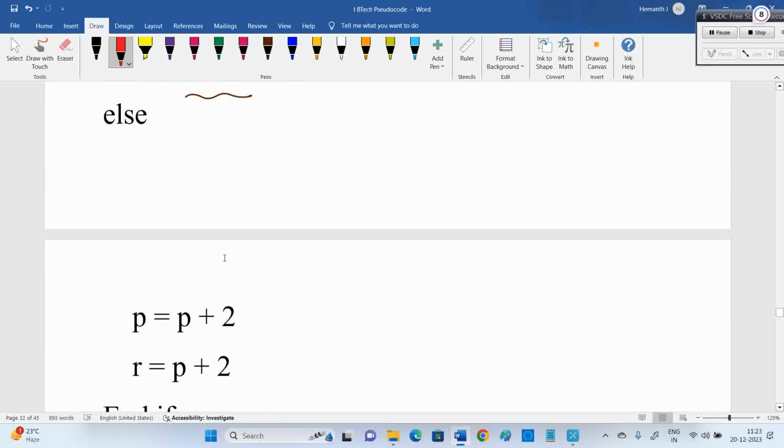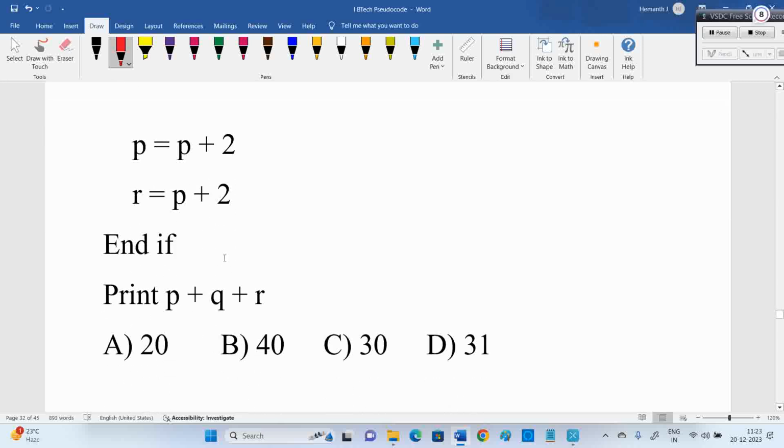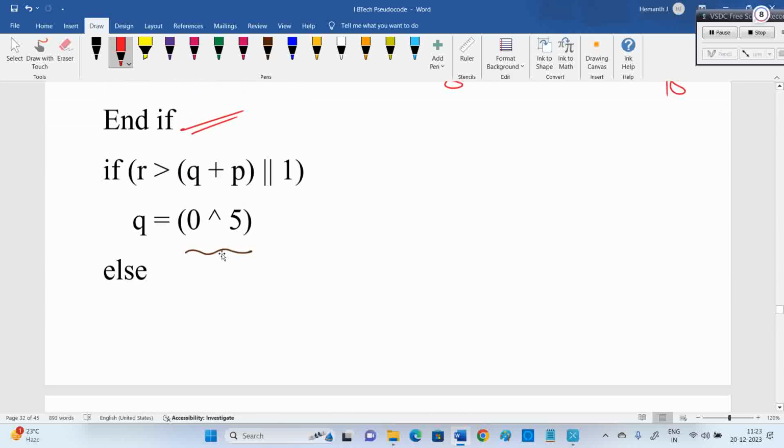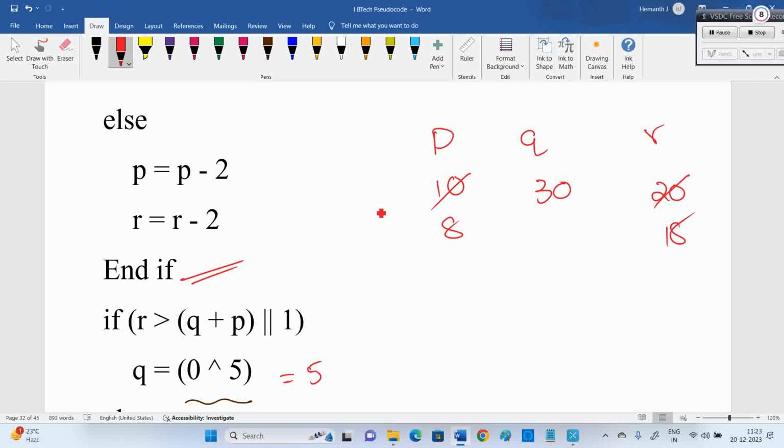And then P equal to P plus 2, R equal to P plus 2. Right. See, let's say, this is taking time: adding Q plus P, then doing the OR operation with 1 is taking time, if you feel. What I will suggest: Q equal to 0 XOR 5, what will it be generally? 5 only. Let us say if is executed, Q will become 5. 8 plus 8, Q will be 5, right?